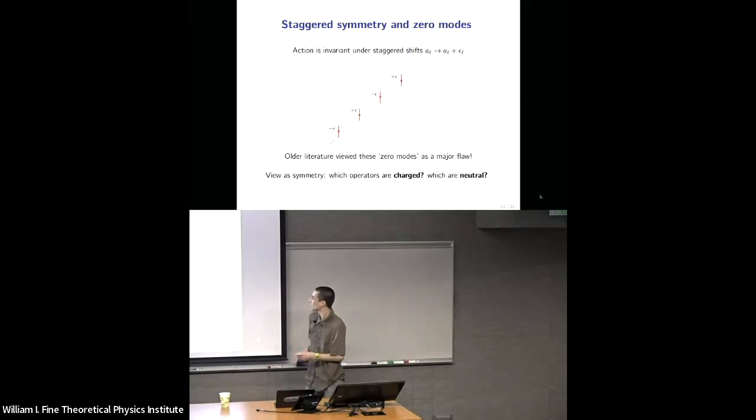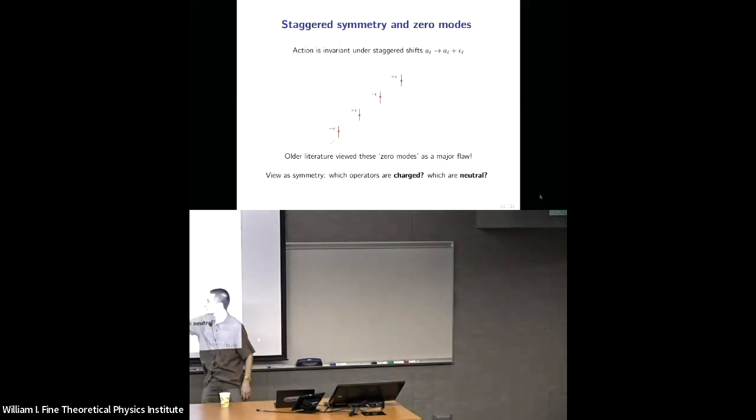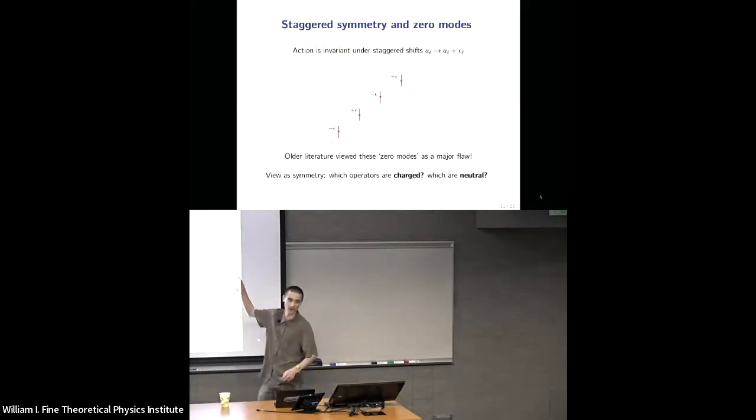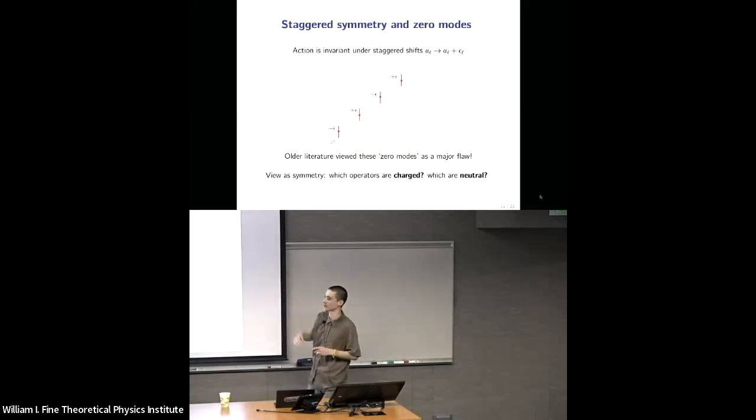So what about framing? It turns out that framing is tied up with a peculiar invariance of the action under these staggered shifts. The action is invariant if we shift A by some epsilon, where epsilon is staggered in this way. This link we shift by minus epsilon, the link translated by one lattice unit in each direction we shift by plus epsilon, and then minus and plus and so on. We have this invariance under these staggered shifts.